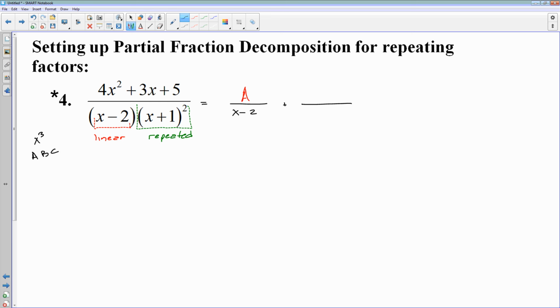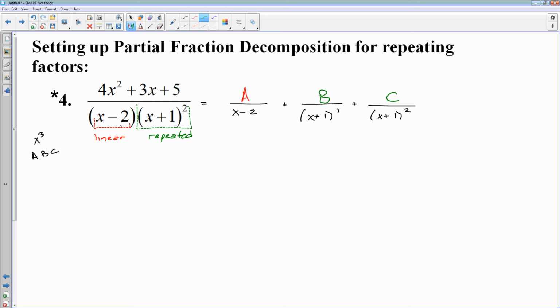Now, when you have a repeated factor, the trick is you're not going to do the bx plus c trick. Since it's x plus 1 squared, we start with x plus 1 to the first, and then we count up until we get to the exponent that's in the original denominator. So if it's x plus 1 squared, then we'll have an x plus 1 and an x plus 1 squared. And then on top of each of those is going to be a b and a c, and that allows me to get my a, b, and c in the setup.